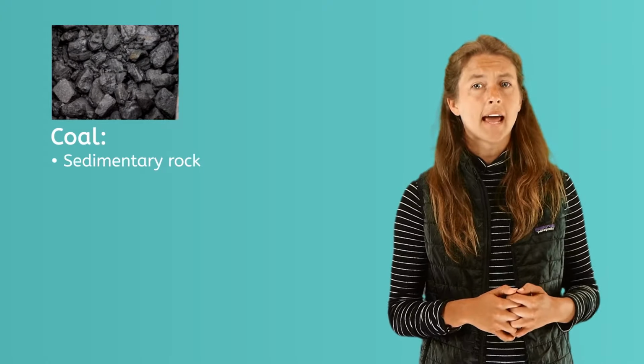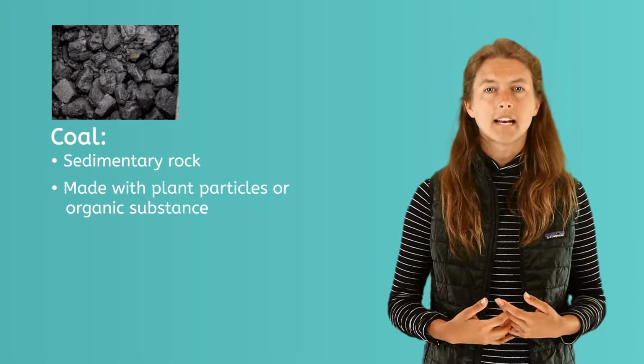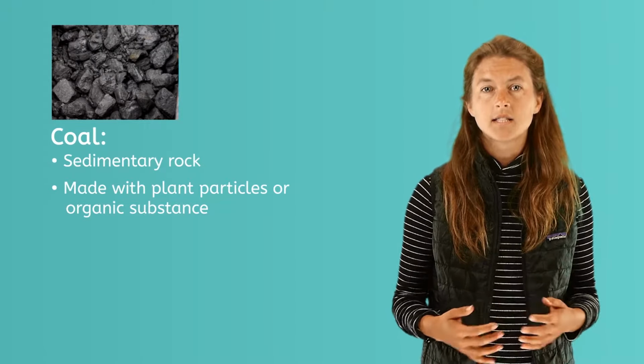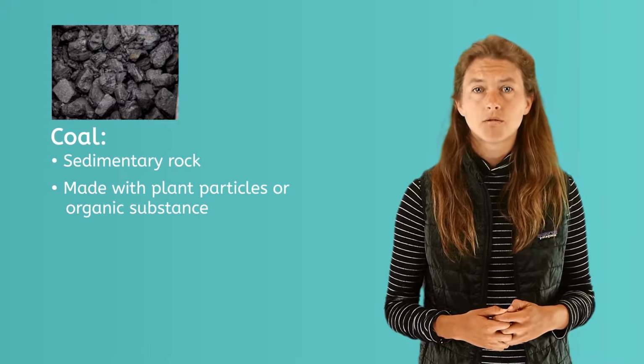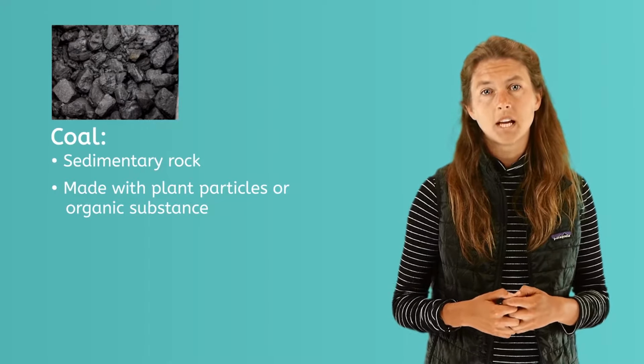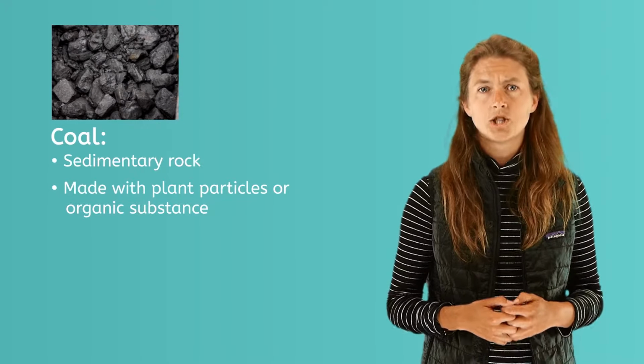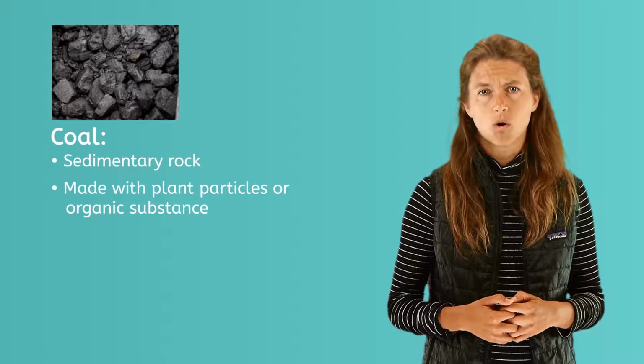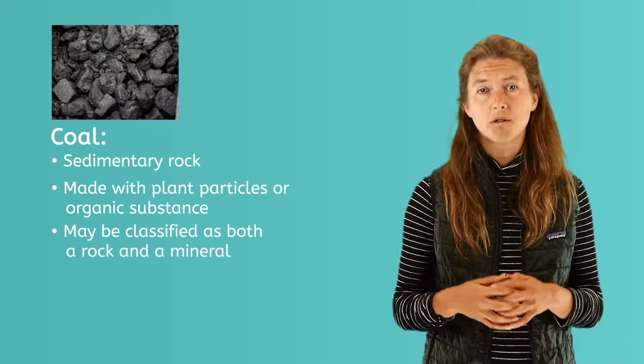Just like everything in science, there are some exceptions to the classification rules. For example, from the rocks video, you'll learn that coal is a sedimentary rock, and it's made with plant particles or organic substances. It is also considered a mineral, even if the rule is that a mineral is made from inorganic substances. Geologists don't agree on the classification of coal, so you might see it classified as both a rock and a mineral. There are other tricky classifications that you may find as you study rocks and minerals more closely.